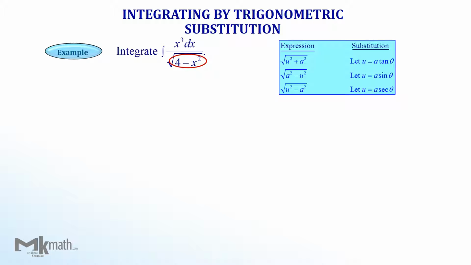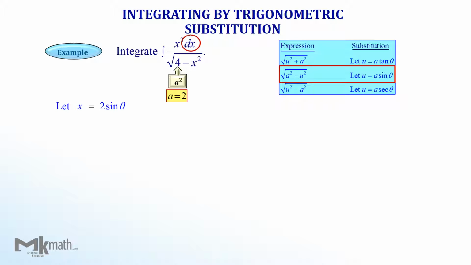Since u is a function, it seems to be matched with the second formula, square root of a squared minus u squared type. Since a stands for some constant, a squared should be 4, taking square root of a squared to get a equal to 2 in this case. According to the table, it shows u equal a sine theta, let x equal 2 sine theta.